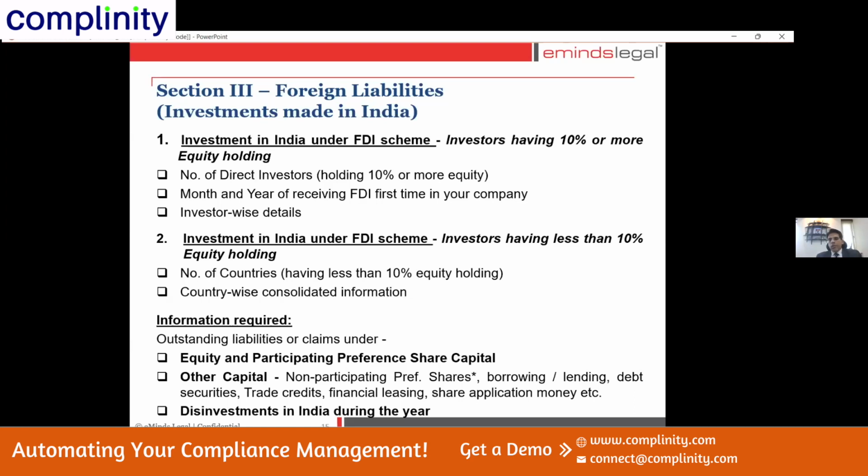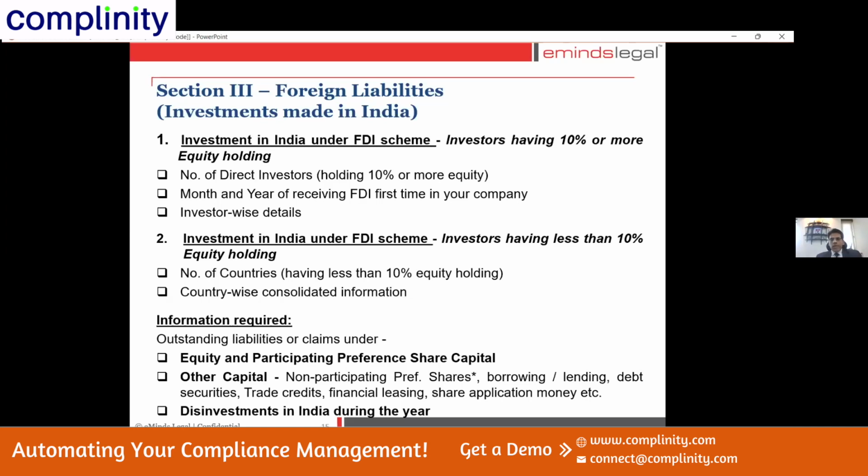It may be by way of transfer, you filed FCTRS, etc. Or there was a buyback in the company. A company has purchased the shares, so that is also considered disinvestments. So one may refer to the ODI regulations also, where disinvestments is more clearly defined. So in case there is any disinvestment, that figure needs to be mentioned here.